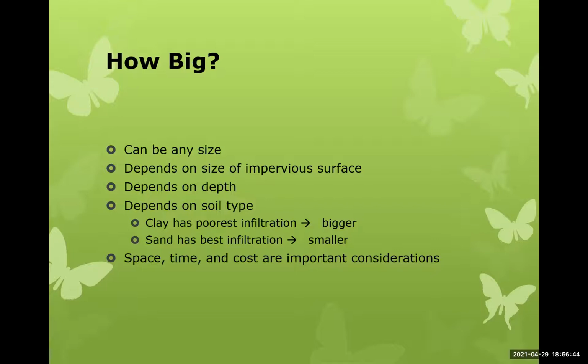The deeper the rain garden, the smaller it could be because you're increasing the volume. You can increase the volume of water that it'll hold either by making it bigger in 2 dimensions or making it deeper. If you have clay soil and not very good infiltration, then you might want to make it bigger. If you have sandy soil, then it could be smaller. And then, of course, the space, the time you have to put one in, and cost are also important considerations.